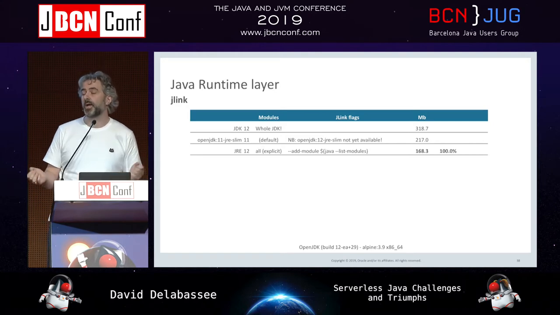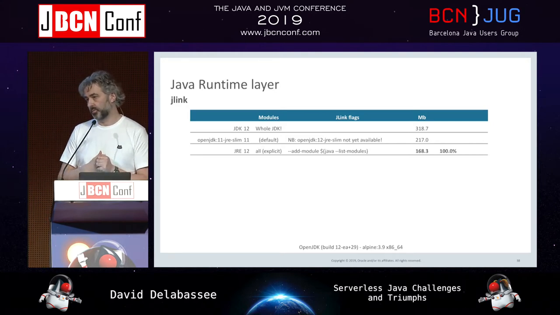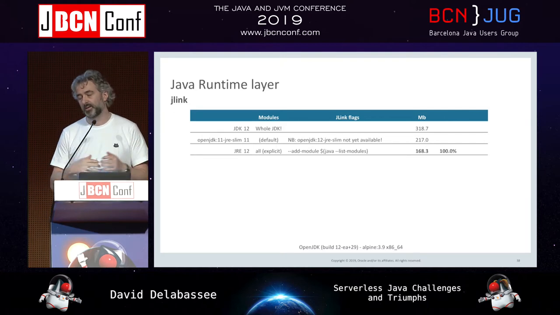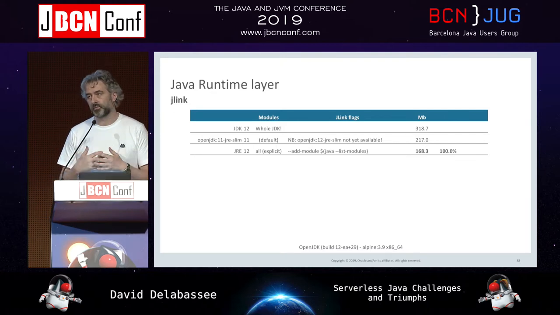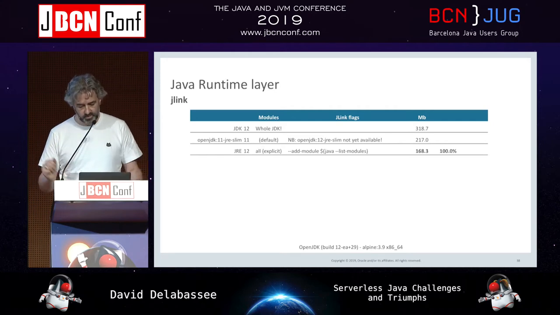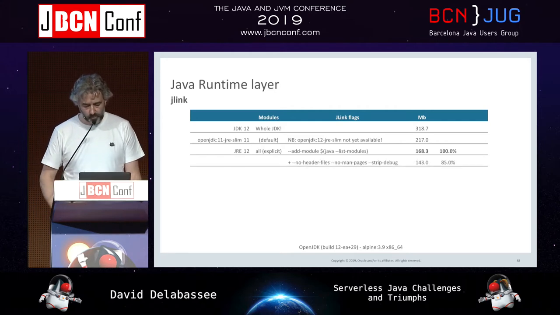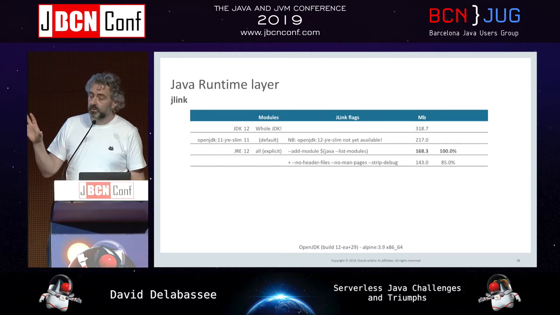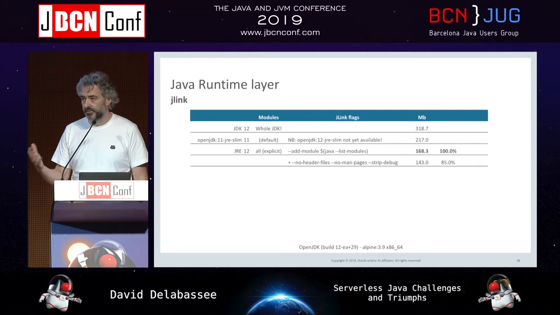Now, it's a very silly idea to have a JRE that includes all the modules, because I don't think there is a technical way to write any meaningful application that uses all the modules. But this is just to give us some idea. Now, we can also remove some information from the JRE that is not necessarily needed, like the man pages, the header files, and so on. If we do that, we save another 25 megabytes, so we are down to 143 megabytes.